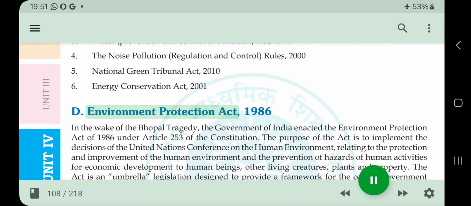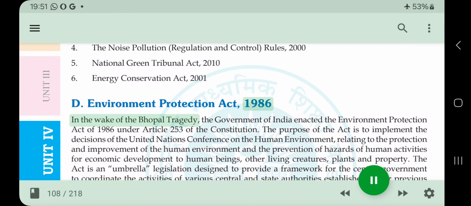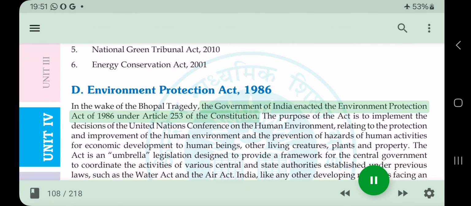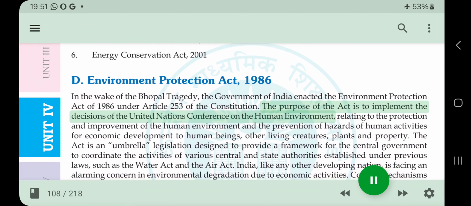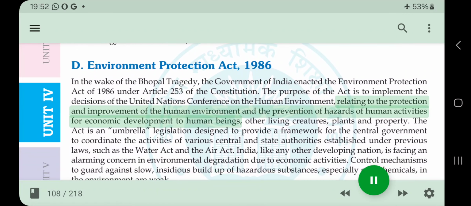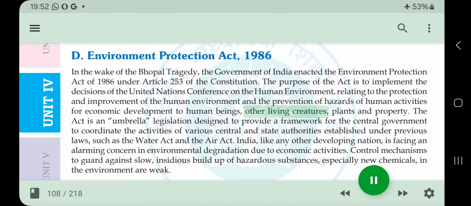D. Environment Protection Act, 1986. In the wake of the Bhopal tragedy, the Government of India enacted the Environment Protection Act of 1986 under Article 253 of the Constitution. The purpose of the Act is to implement the decisions of the United Nations Conference on the Human Environment, relating to the protection and improvement of the human environment and the prevention of hazards of human activities for economic development to human beings, other living creatures, plants and property.